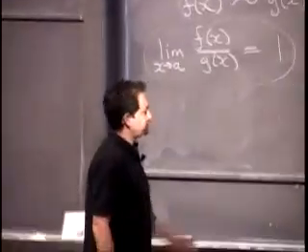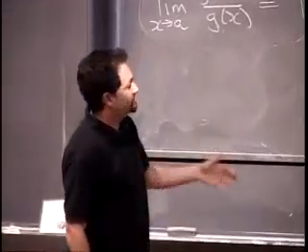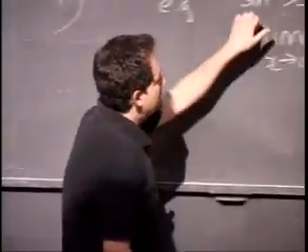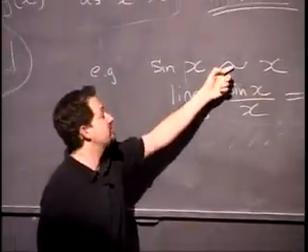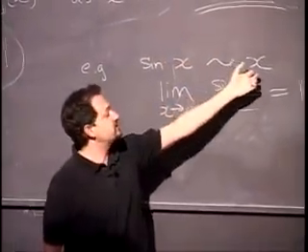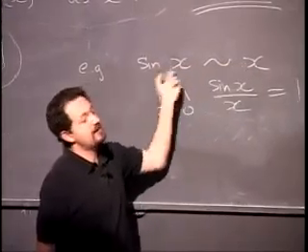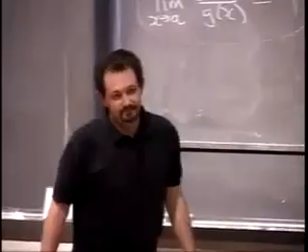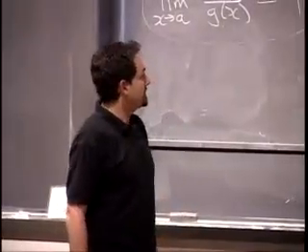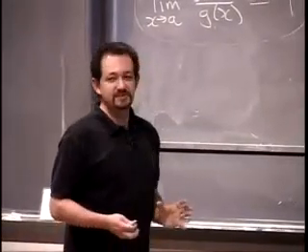So, the limit as x goes to 0 of sine x over x is 1. This means sine x behaves like x. This is another thing I will sometimes say: behaves like. When x is close to 0, these two things are almost the same, at least the ratio is very close to 1.